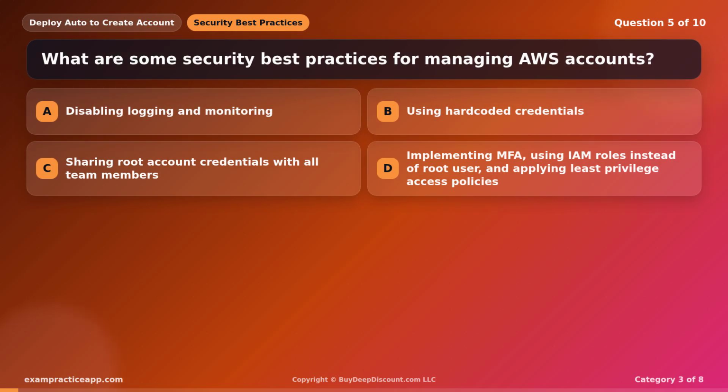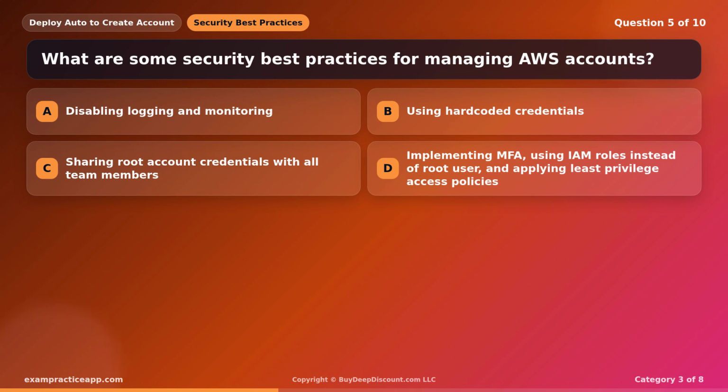Question 5. What are some security best practices for managing AWS accounts? Option A. Disabling logging and monitoring. Option B. Using hard-coded credentials. Option C. Sharing root account credentials with all team members. Option D. Implementing MFA, using IAM roles instead of root user, and applying least privilege access policies.